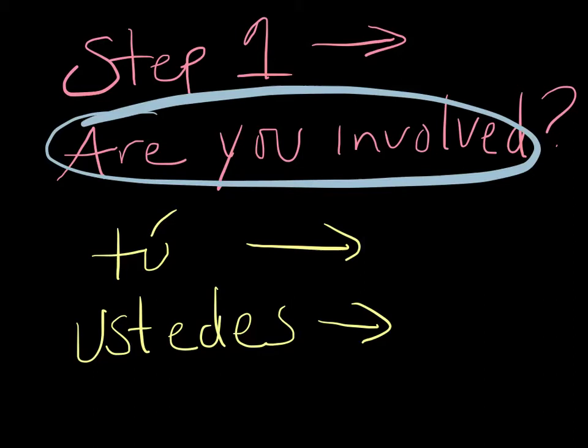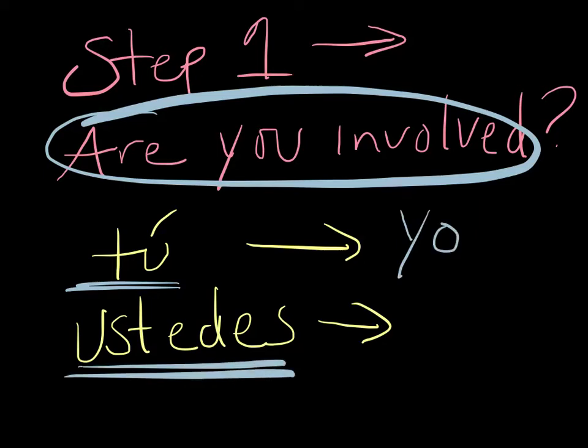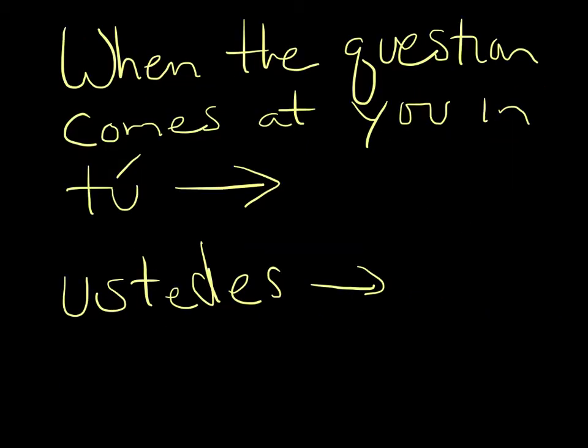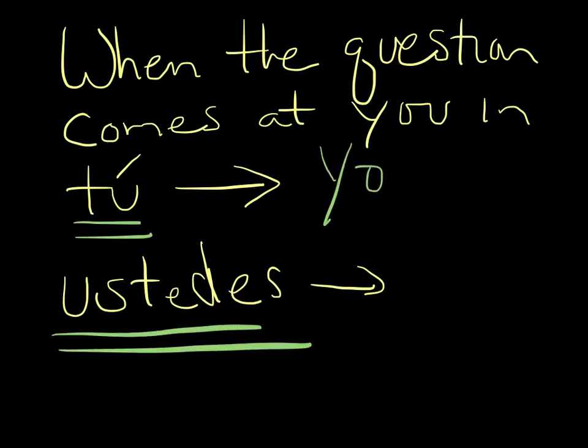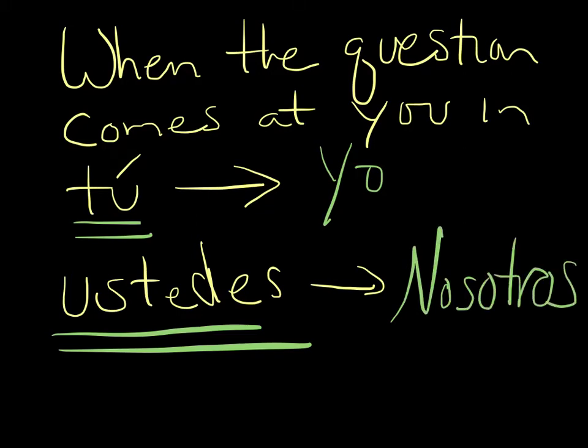The way you do that is you look to see if the question's in the tú form. If it's in the tú form, you now know you have to answer it in yo and answer it about yourself. And if it's in the ustedes form, it's talking about you and all your friends, so you would have to flip that around and answer in nosotros. So just to repeat, when the question comes at you in the tú form, you answer in yo. When the question comes at you in ustedes, you answer in nosotros.